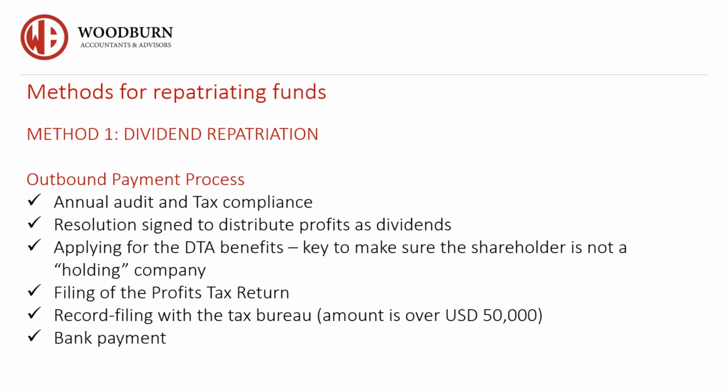Depending on the amount of transaction, so if it is over 50,000 US dollars, you have to do a record filing with the tax bureau. This document will be required. Then you can go off and do the bank payment.